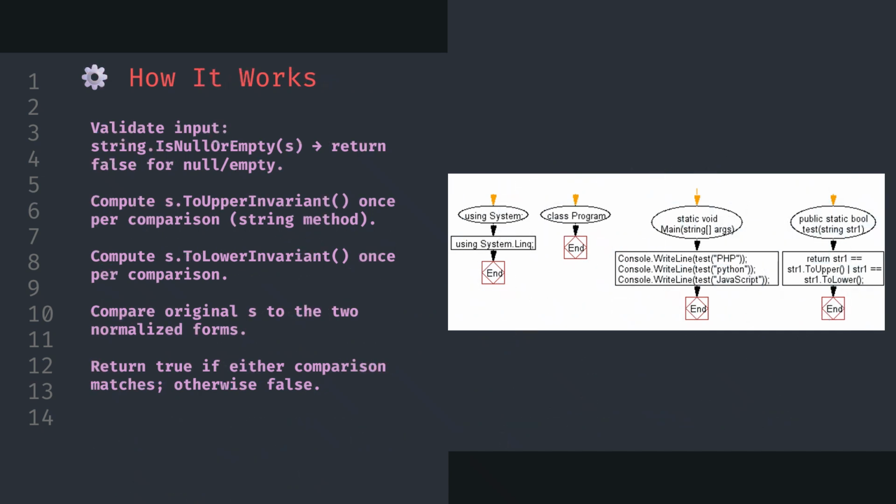Implementation is a single line logical check after validation. That's the beauty of using the .NET String API. Normalizing with the invariant culture avoids platform or locale surprises. If you need to support special Unicode normalization, such as combining marks, consider normalizing to form C or D before case conversion.